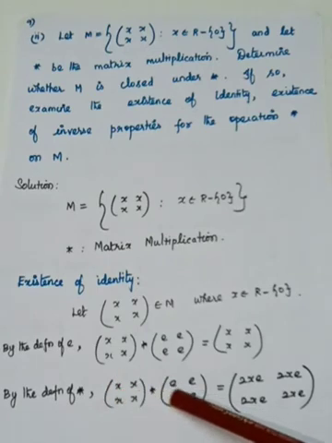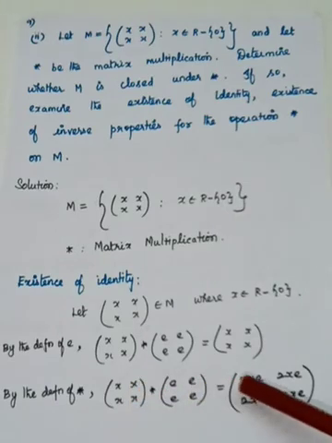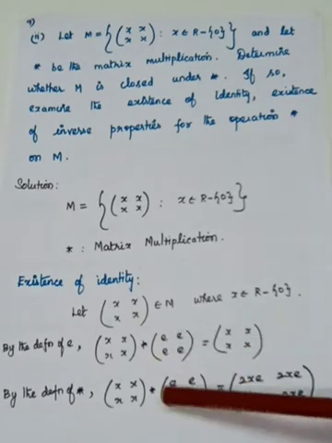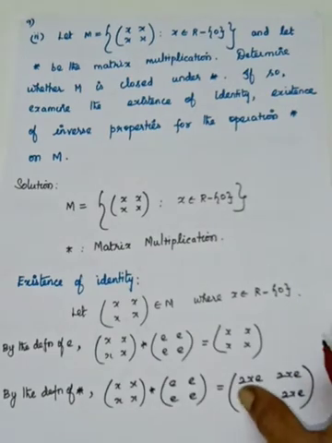While you are multiplying, what has to come? xe plus xe, xe, so therefore it is 2xe. So all the entries have 2xe. See the left hand side, they are equal. So how should the right hand side be? The right hand side is also equal.